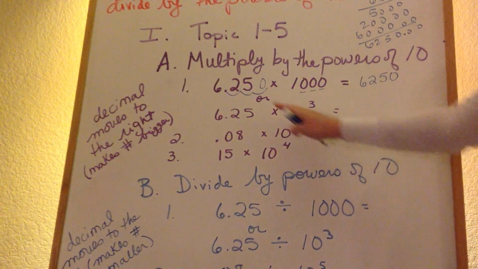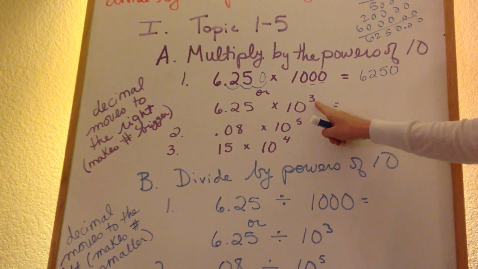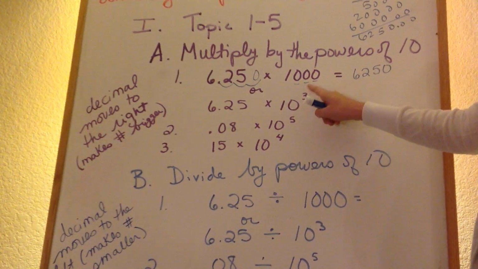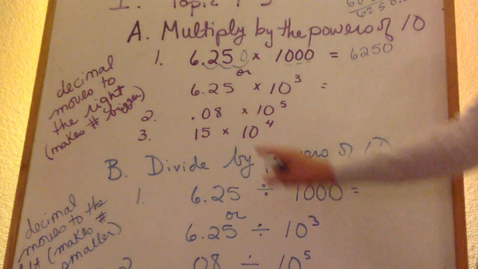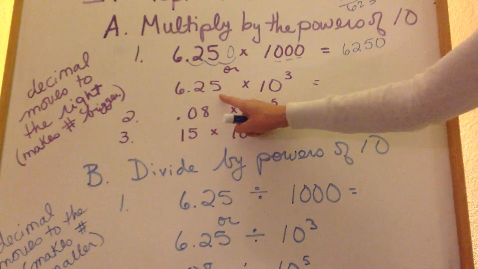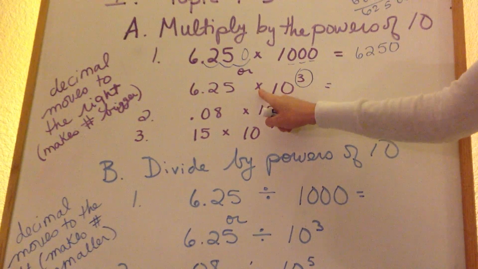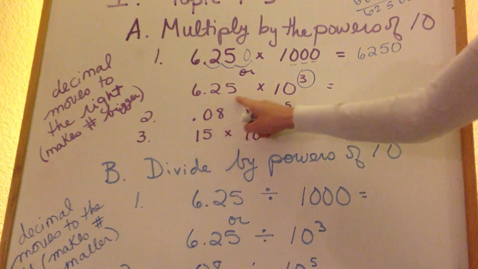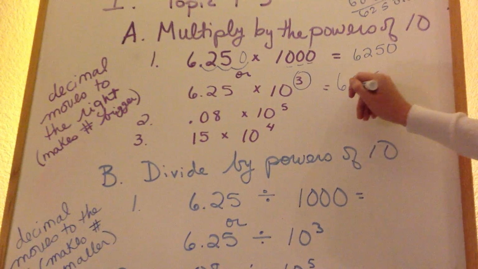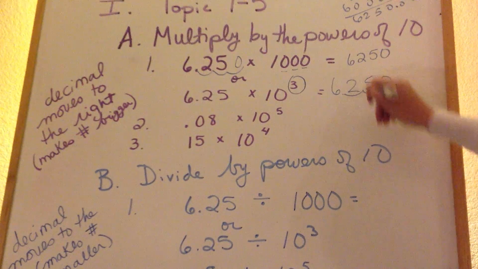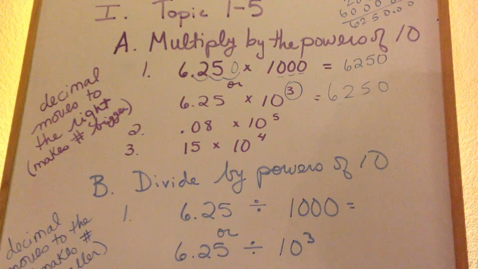So another way of writing this, instead of having to write 1,000, I could use an exponent. Remember, 1,000 is really just the base of 10 with 1, 2, 3 zeros. So it's a third exponent. So 6 and 25 hundredths times 10 to the third power. This tells me I'm going to multiply, I'm going to move my decimal to the right 3 places. So again, 3 places, 1, 2, 3, fill in my extra spot with a 0. Get rid of all that stuff.